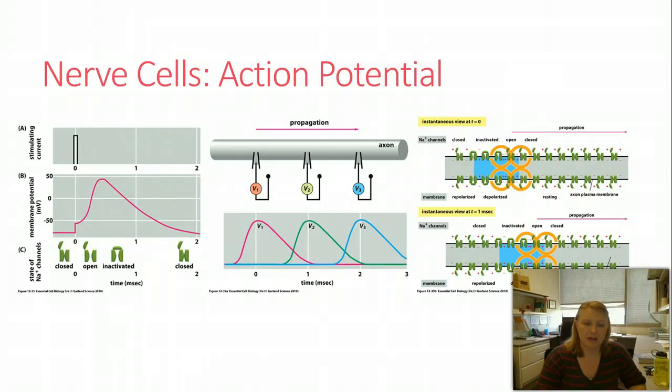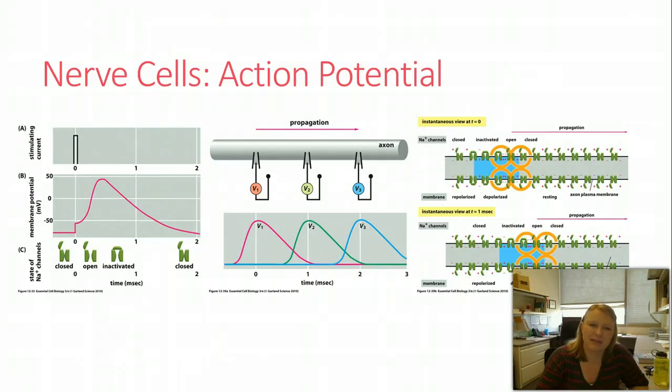So the channel has to become inactivated, and it's triggered to be inactivated at about 50 millivolts. When it's inactivated, it doesn't matter what's going on, it's not going to reopen. And this allows the membrane potential to then peak and go back down. After it reaches a depolarization point, the channel will reset into the closed conformation, waiting for the next signal.